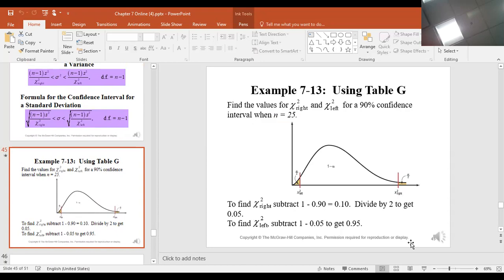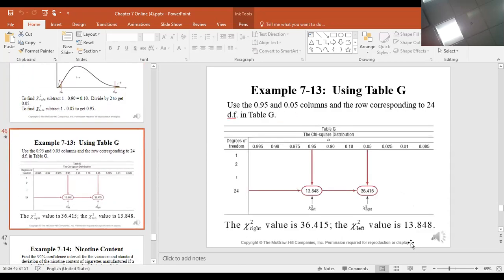So we are going to go to the chi-square distribution table. You have this table at the back of your book. Chi-square distribution, if you have your textbook, it's good to use it. Some of you have the formula sheet in it.